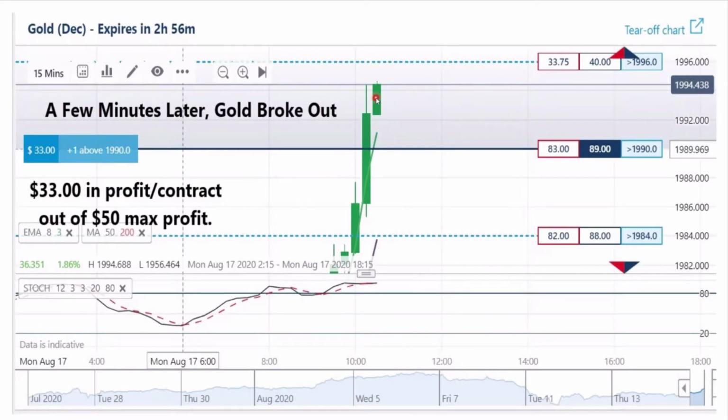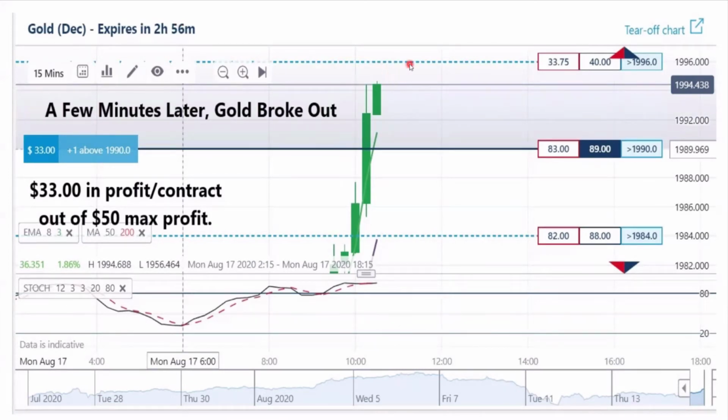I bought it down here when we were right below the line, and it took off. So within a matter of like 7 or 8 minutes, all of a sudden, I'm up $33 in profit out of a $50 max profit. And at that point, I've got 2 hours and 56 minutes left in this trade. Gold is volatile. We're in volatile markets. I've got most of the profit taken off this trade.